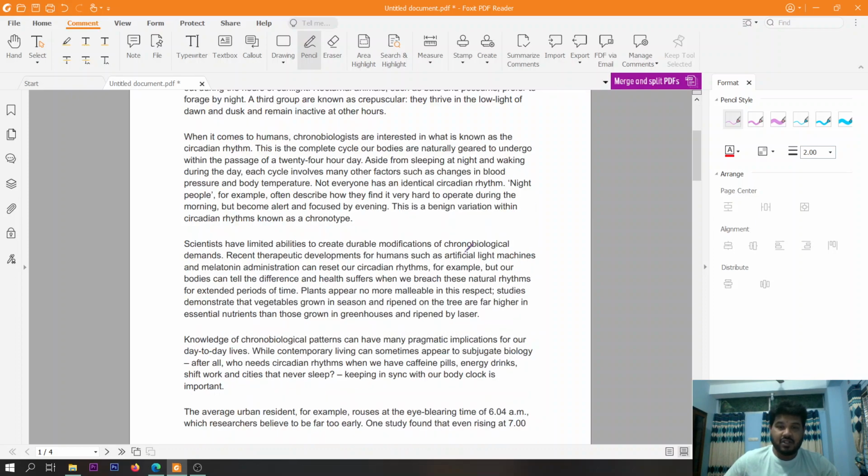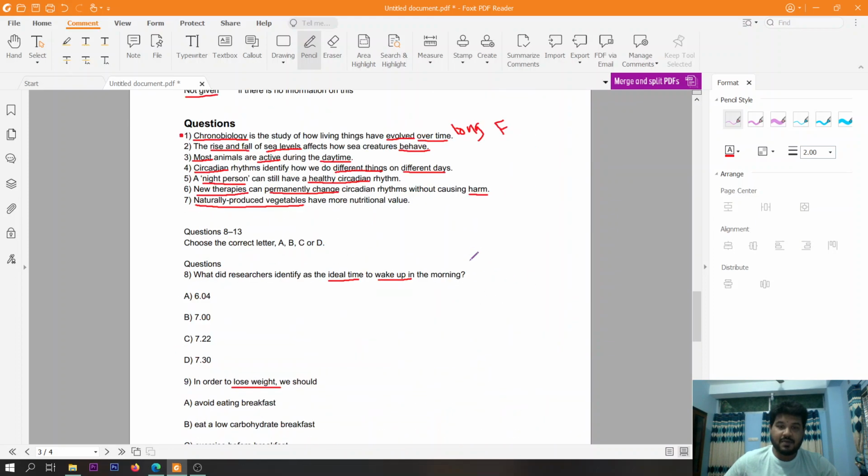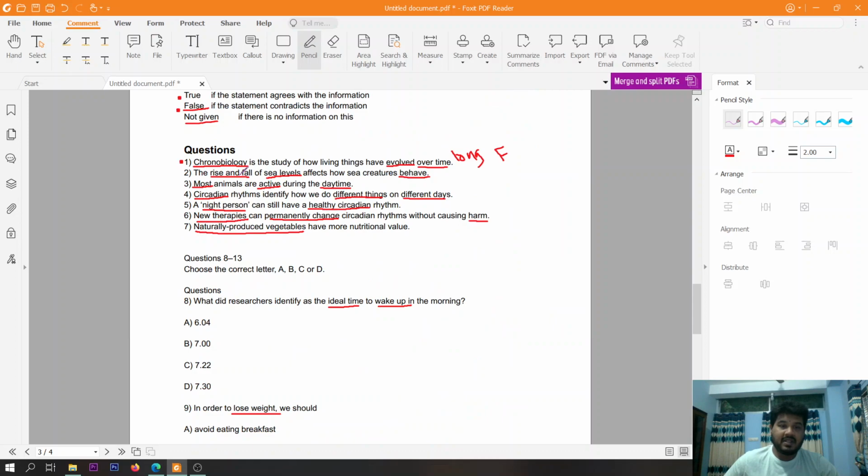So let's go back to our question quickly. Our question says the rise and fall of sea level affects how sea creatures behave, and the text also says that marine life is influenced by the tides. So tides, rise and fall of the sea level, affect the marine life. So again, the question and the text are similar here.